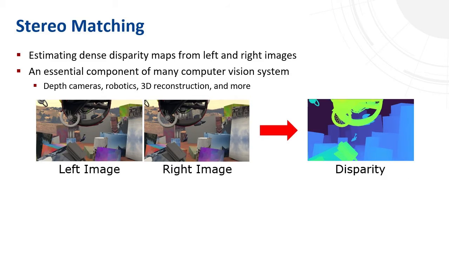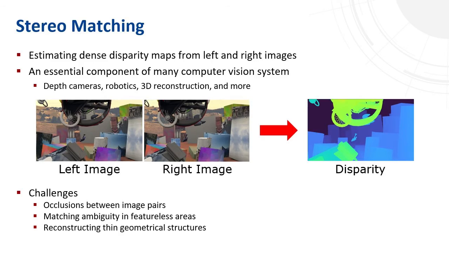An effective approach for obtaining accurate depth information is stereo matching. Stereo matching is the process of accurately estimating dense disparity maps, which reveal depth information, from the left and right images. It's a critical component of computer vision systems used in various industries, including depth cameras, robotics, 3D reconstruction, and more.